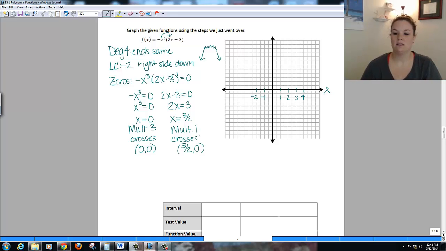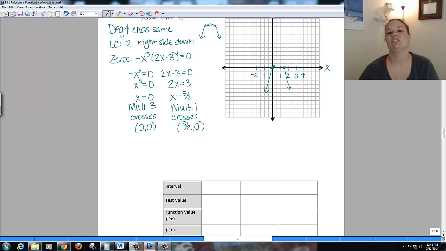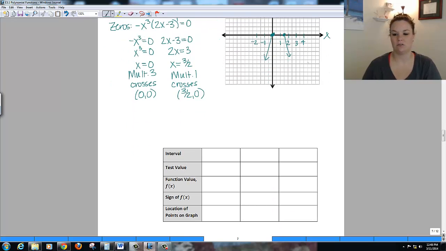So we know that this crosses at (0, 0), so I'm going to go ahead and put that point on here. And it also crosses at 3 halves. Now 3 halves is 1.5. So I have my 2 points, and I know from here both ends are going down. So I really just need to see what's happening in the middle. But just to be efficient, I'm going to go ahead and test each interval.